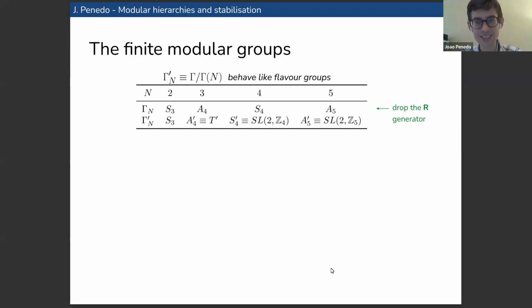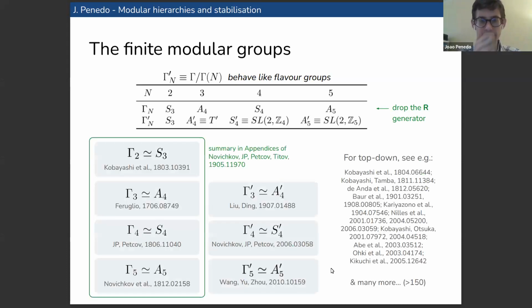Just to say that a lot of works have been done for each of these groups and extensions. So you see here some references that I'm flashing, but the references now are over 150, so it's impossible to keep track of all of them. These are just the ones where these groups were first mentioned. And here in green, I have a paper of ours which has an appendix summarizing these 4 major groups.